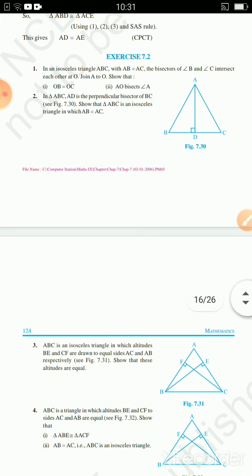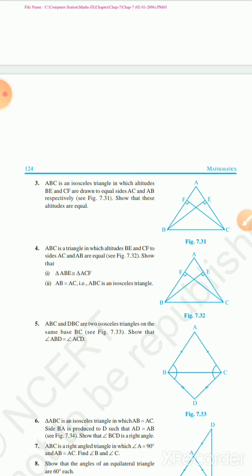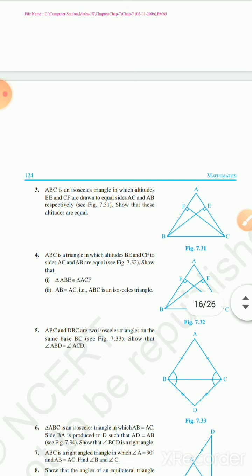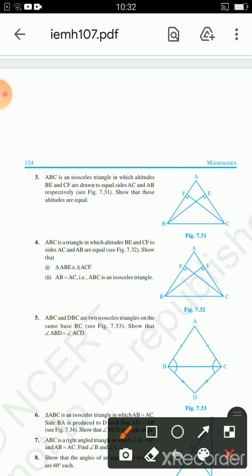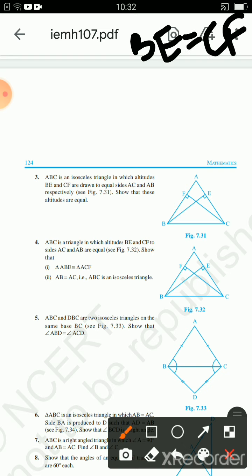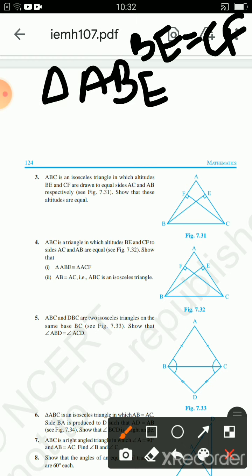ABC is an isosceles triangle in which altitudes BE and CF are drawn to equal sides AC and AB respectively. Show that these altitudes are equal. You have to show that BE is equal to CF. This is what you have to prove. So what are you going to take? You are going to take triangle ABE and triangle ACF.